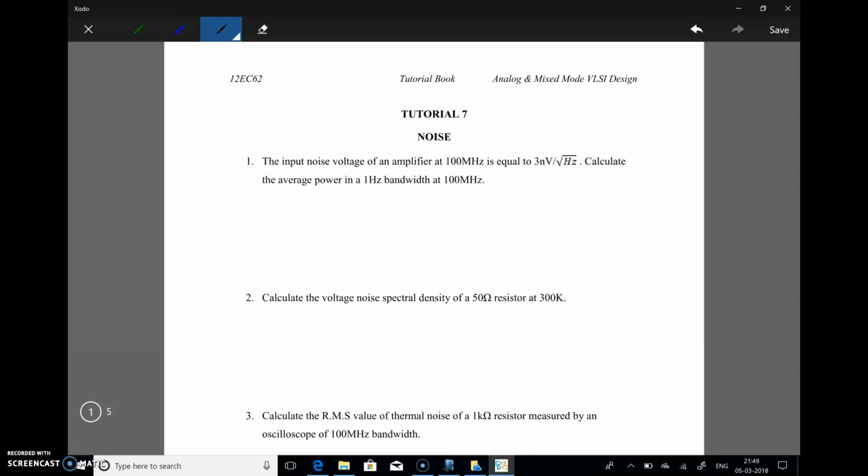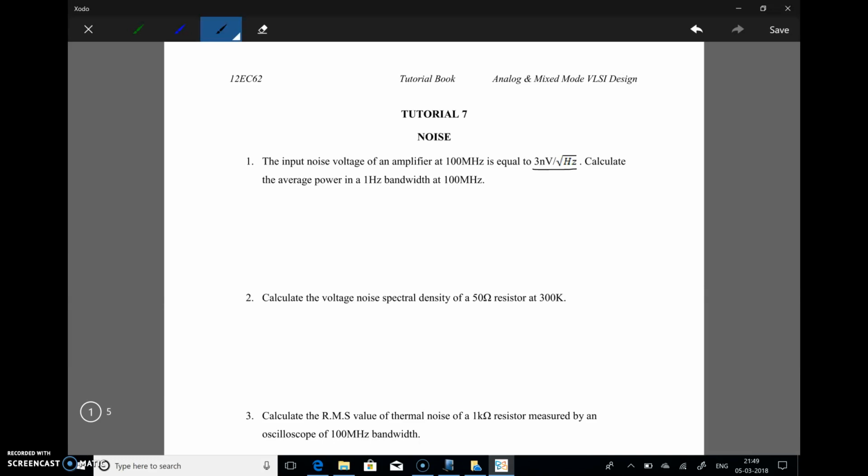Welcome to this lecture. In this lecture, we'll solve the numericals from resistor noise in tutorial 7. The first question is, the input noise voltage of an amplifier at 100 MHz is given as 3 nanovolt per root Hertz. Calculate the average power in a 1 Hertz bandwidth at 100 MHz.